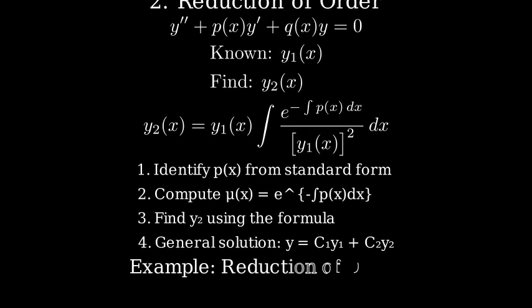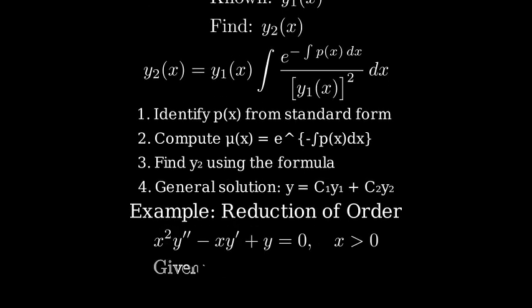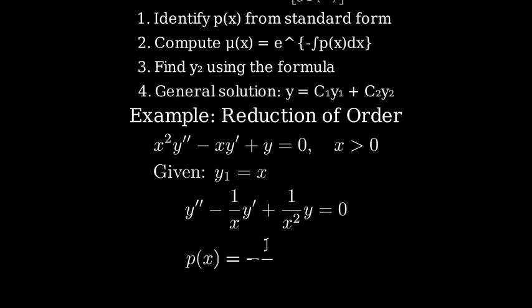Consider the differential equation x squared y double prime minus x y prime plus y equals 0 for x greater than 0. We're given that y1 equals x is one solution. First, we rewrite the equation in standard form. y double prime minus 1 over x times y prime plus 1 over x squared times y equals 0. So p of x equals negative 1 over x.